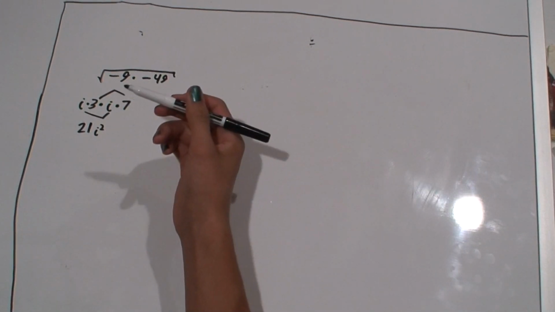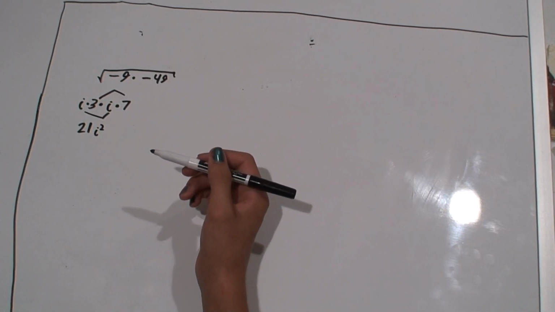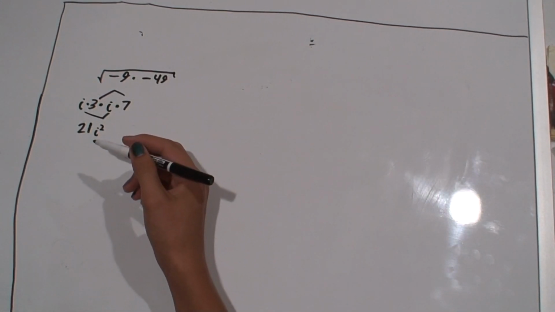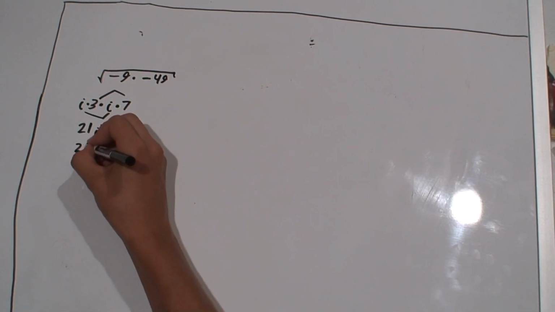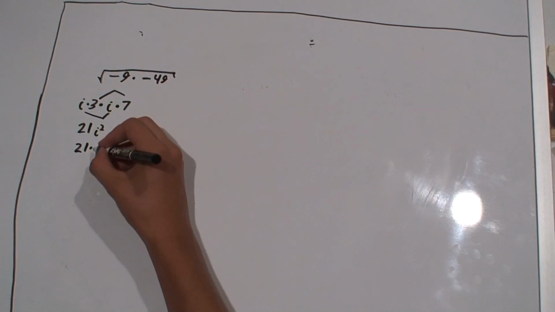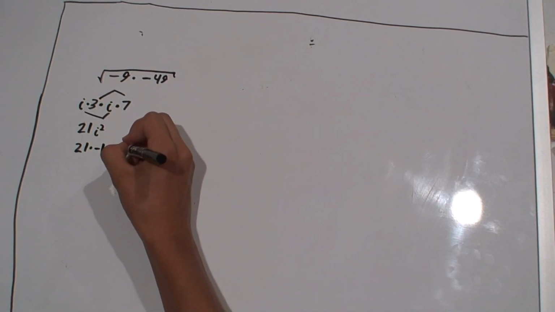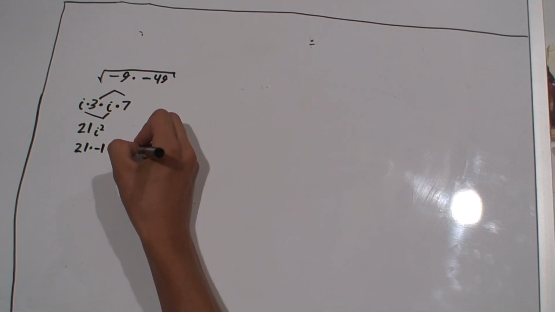And so we know what i squared is. We talked about this in class. i squared is equal to -1. So we can take 21 times -1, and our answer would be -21.